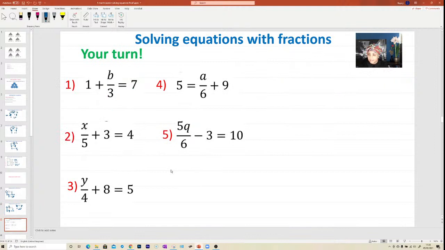Right, so hopefully some of you have got the answers for the questions while watching. So I'm going to go over these really quickly. So the first question, 1 plus b over 3 equals 7. We're going to take away 1 on both sides. So what do we have? If we take away 1, we have b over 3 equals 6. And then we need to multiply by 3 on both sides. So 3 over 3 is 1. And then we have b is equal to 18.